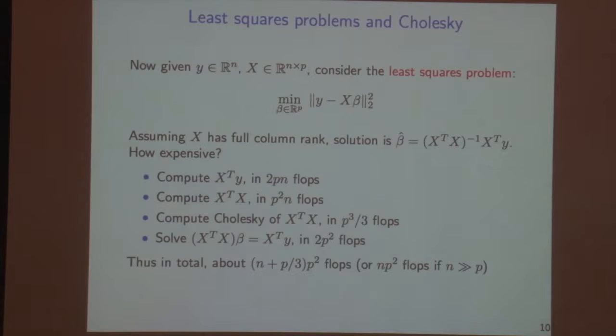Okay, how expensive is that if we wanted to use a Cholesky factorization? What would we factorize, first of all? We would factorize x transpose x, which is a p by p matrix, and then we use that to solve the system x transpose x beta equals x transpose y. So we have to compute x transpose y. That costs on the order of p times n flops. We have to compute the Cholesky of x transpose x.